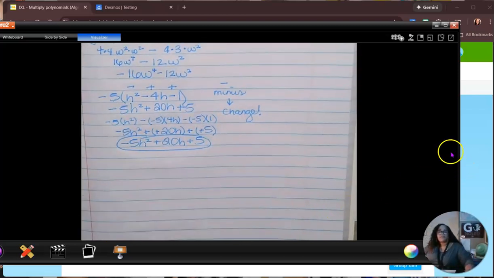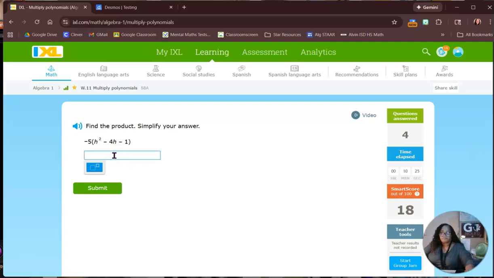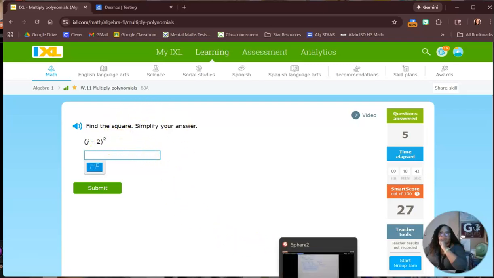All right, let's type it in and see if we got it. Negative 5h squared plus 20h plus 5.